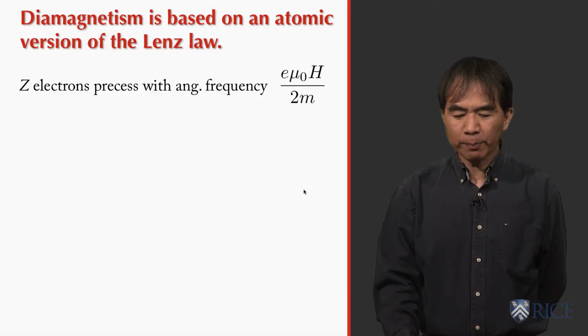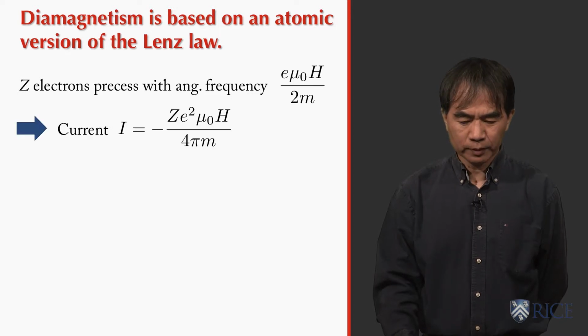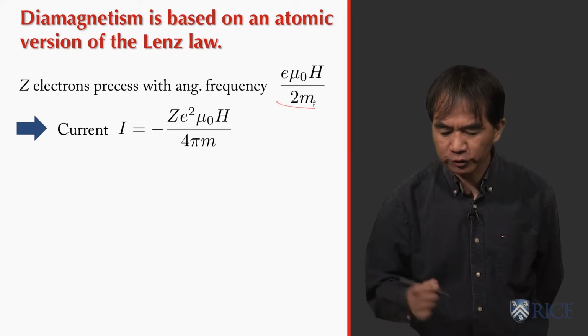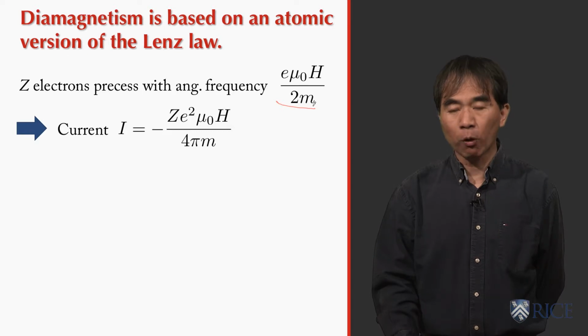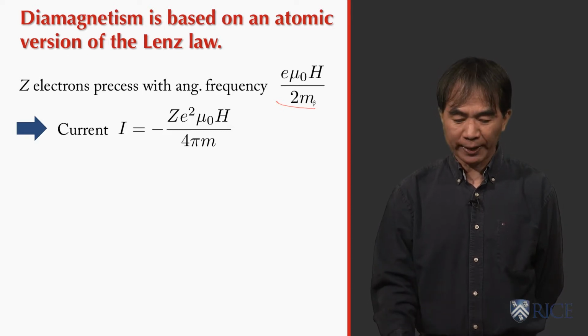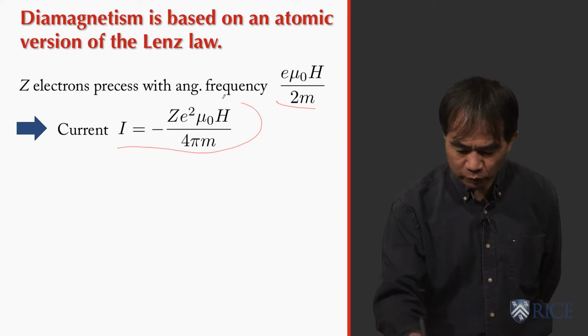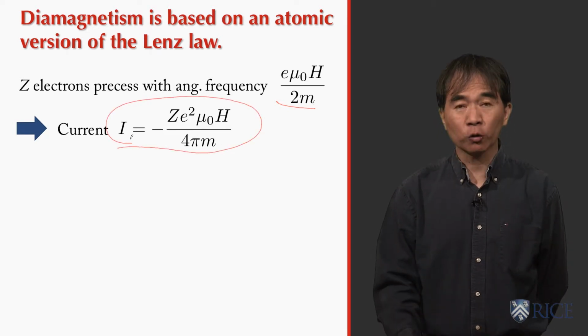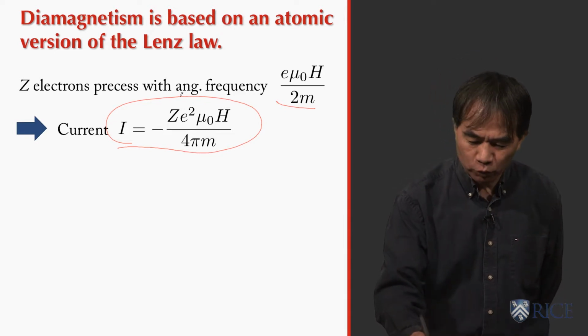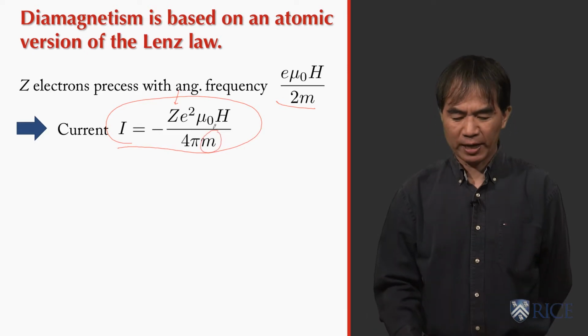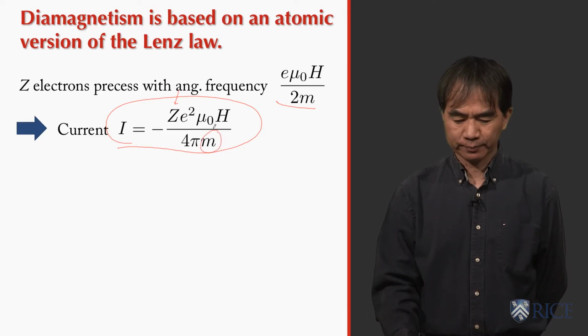So let's think about how the atomic version of Lenz's law works. Let's imagine we have Z electrons precessing with angular frequency such as this. Of course, the angular frequency is proportional to the external magnetic field you apply, and then it will produce a current. This current will be proportional again to the external magnetic field, proportional to the number of electrons you have, and inversely proportional to the mass, which in this case is the electron mass.